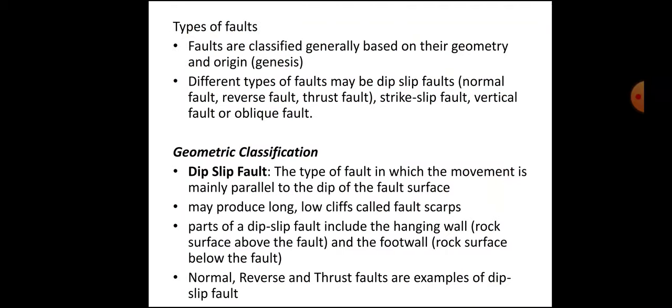Types of fault. Faults are classified generally based on their geometry and genesis. Different types of faults may be dip slip fault, normal fault, reverse fault, thrust fault, strike slip fault, parallel fault, or oblique fault. Geometric classification. Dip slip fault. The type of fault in which the movement is mainly parallel to the dip of the fault surface may produce long, low cliffs called fault scarps. Parts of a dip slip fault include a hanging wall, rock surface above the fault, and a footwall, rock surface below the fault. Normal, reverse, and thrust faults are examples of dip slip fault.